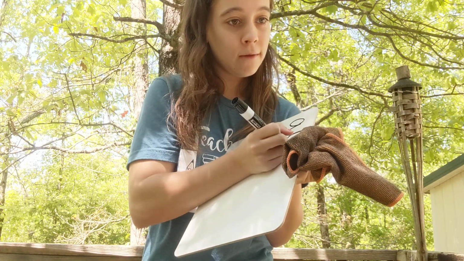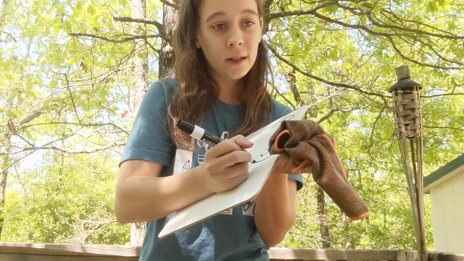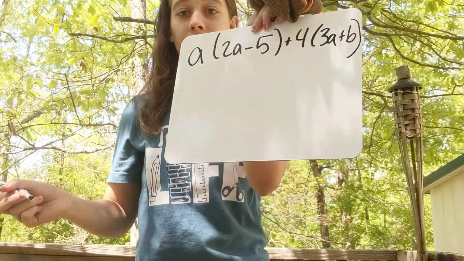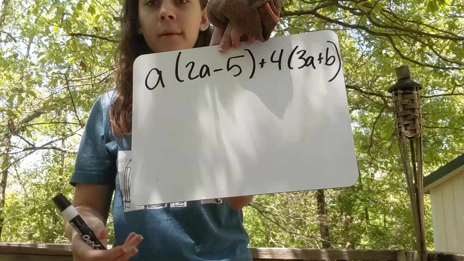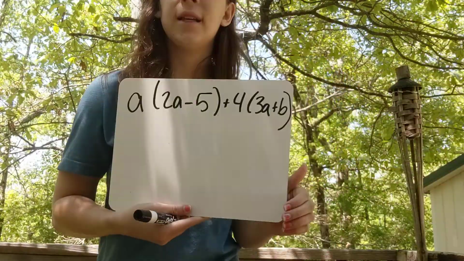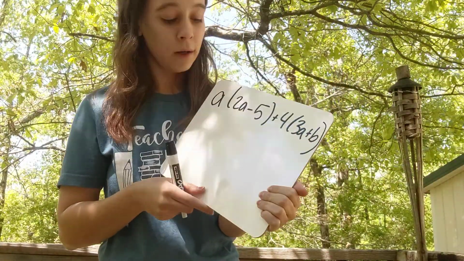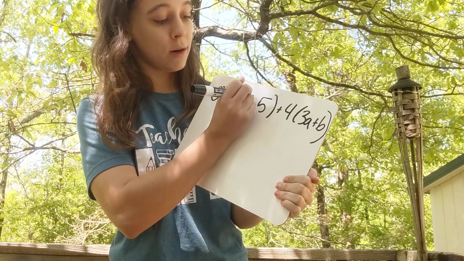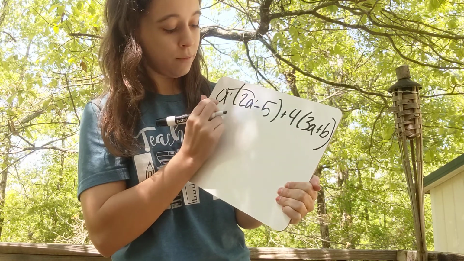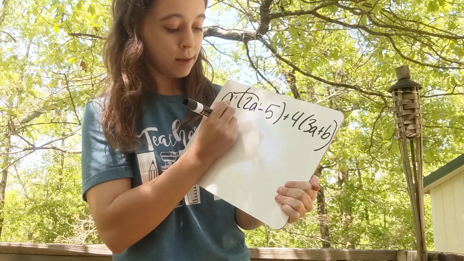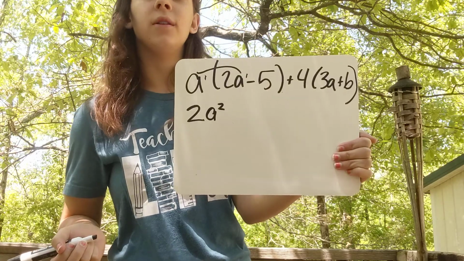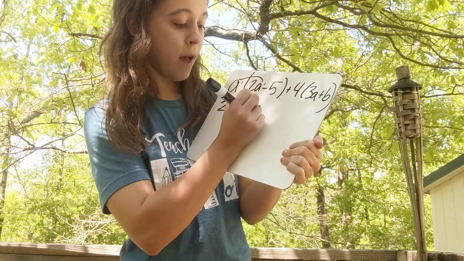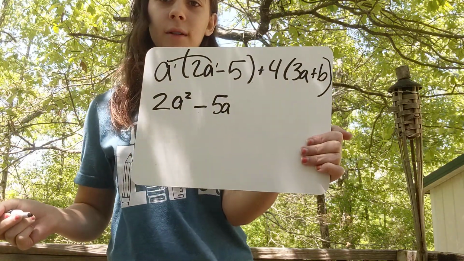Something else that seems to be confusing is when there are two different variables in the same question. For instance, both a and b in the same question. Okay, so first of all, we've got that same idea of making sure we know our exponent rules. A times 2a. They both have that imaginary 1, so I'm going to keep the 2. A times a is a squared because I added together the exponents of 1. A times negative 5 is negative 5a. Don't leave off the a, it's important too.